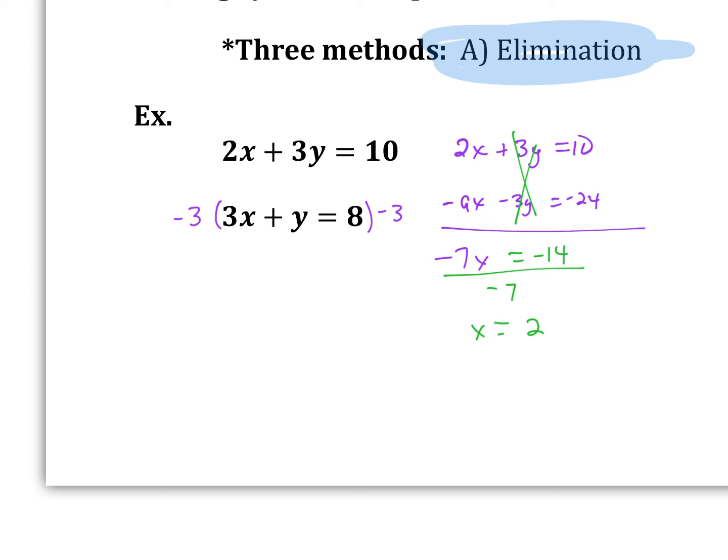All right, if x is equal to 2, what do we do to figure out what y is? We just plug in to either one, it doesn't matter. Pick whatever seems easiest. I'm gonna plug into this bottom one, so 3 times 2 plus y equals 8. So y equals 2. Okay, so we would have that point (2, 2), right?